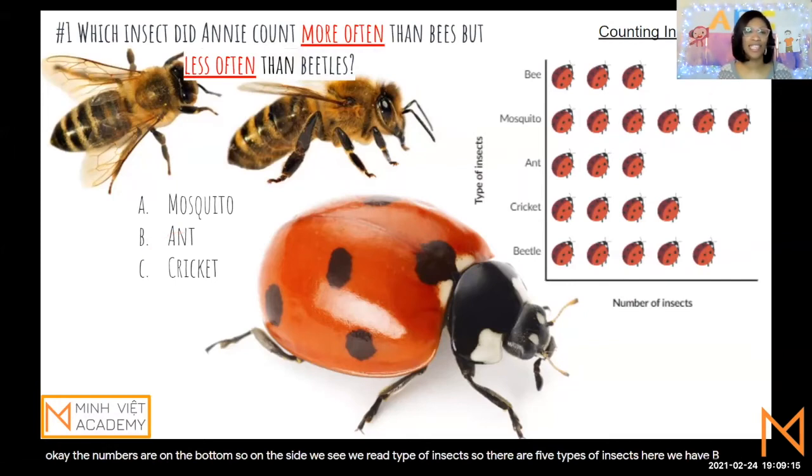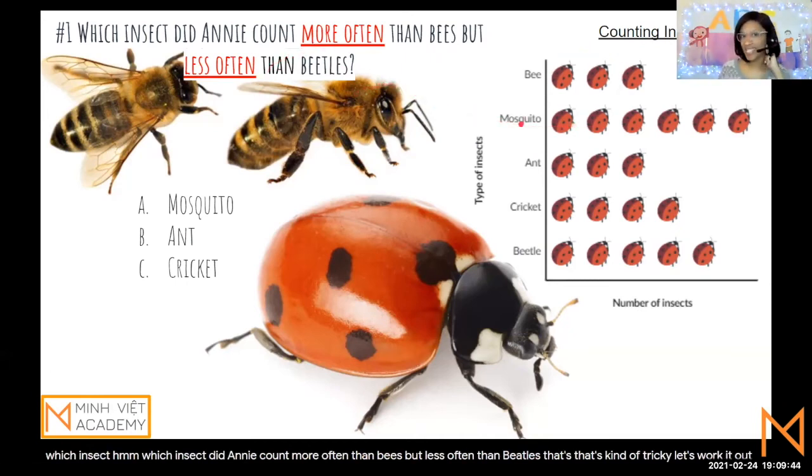Now let's look at question number 1. I'll need a volunteer after I read the question. Number 1, which insect did Annie count more often than bees, but less often than beetles? That's kind of tricky. Let's work it out together.